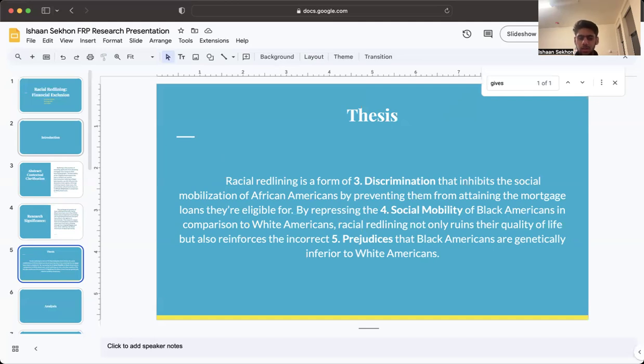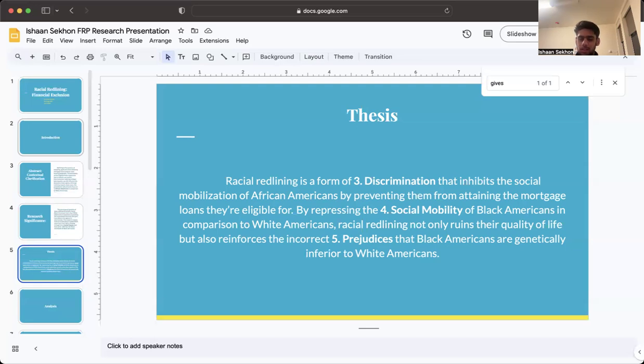By presenting the social mobility of Black Americans in comparison to white Americans, racial redlining not only ruins their quality of life, but also reinforces incorrect prejudices about Black Americans being inferior to white Americans.